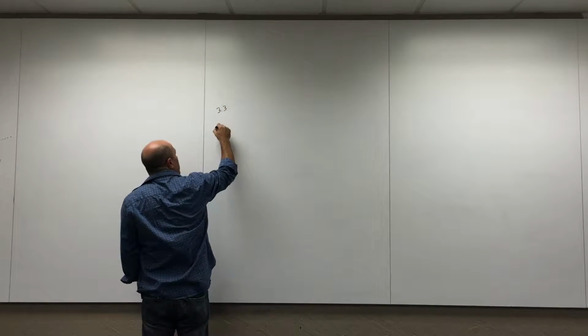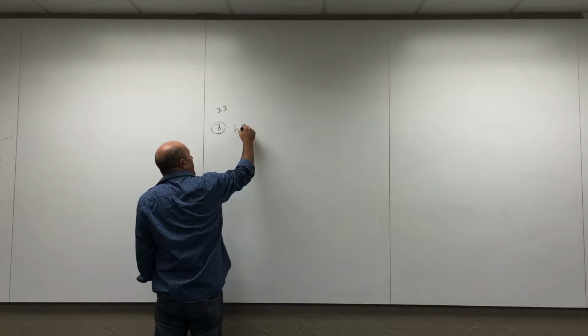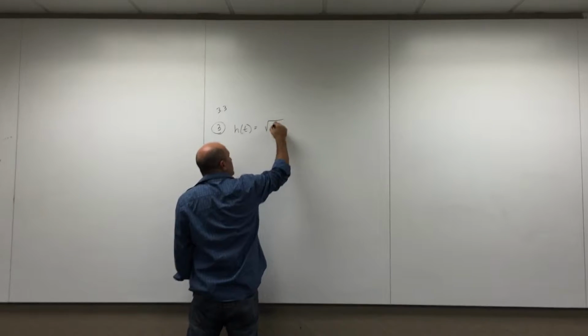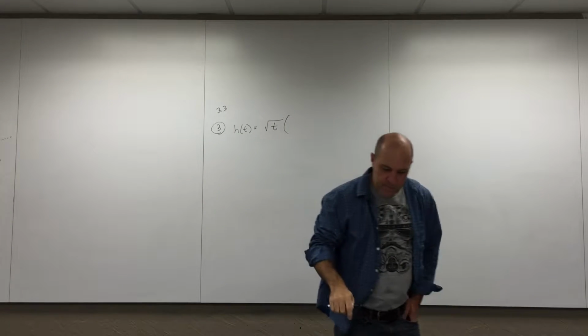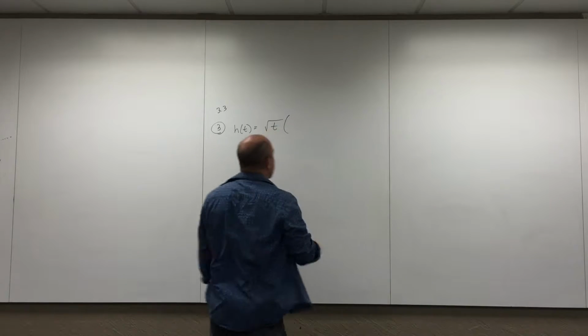Number 3 on 3.3. Yeah. I mean, that's kind of a funny one. We could talk about it here. He said in 3.3, number 3 is a request. Right. It's h of t. It's the square root of t times 1 minus t squared.